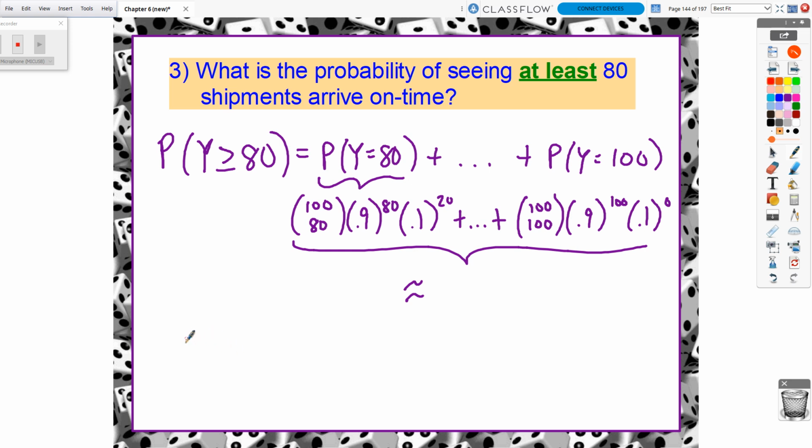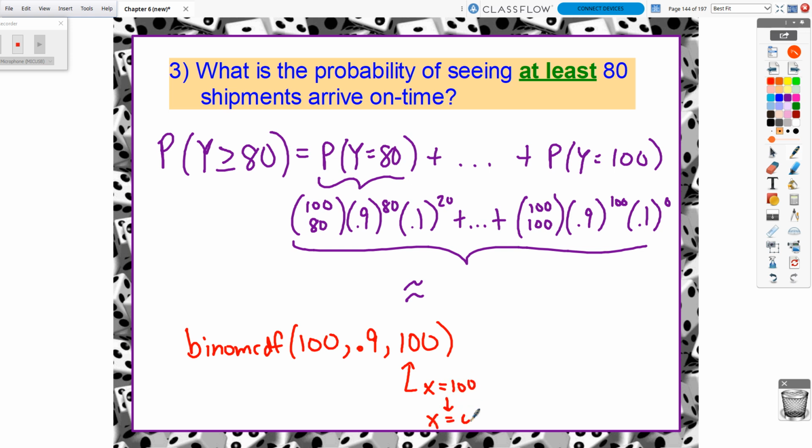If I were to do binomcdf, number of trials is 100, probability of success is 0.9, and then remember, the x represents the maximum number of successes. So the maximum number of successes I want is 100. But what is going to happen in the calculator is that it's going to start at 100 and go all the way down to x equals 0, and it's going to add up all of those probabilities. But I don't want to go from 100 down to 0. I want it to stop at 80. So how do I make it stop at 80 exactly?